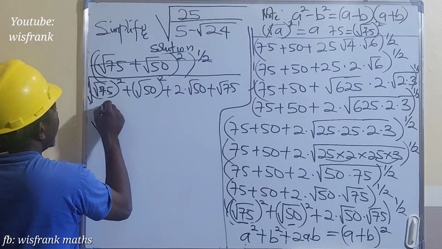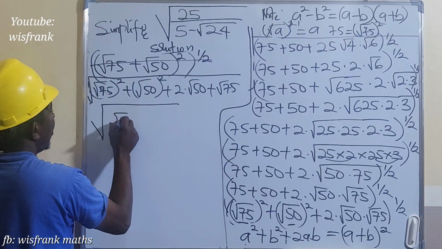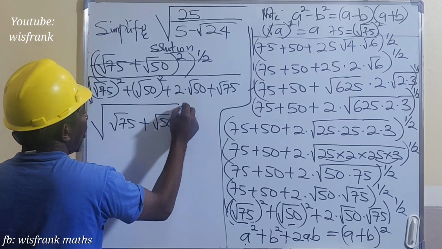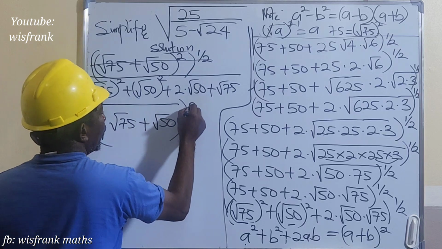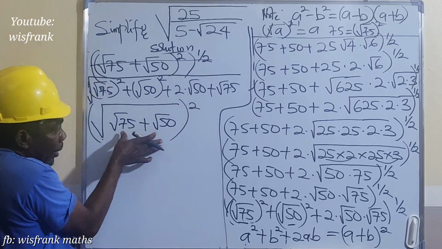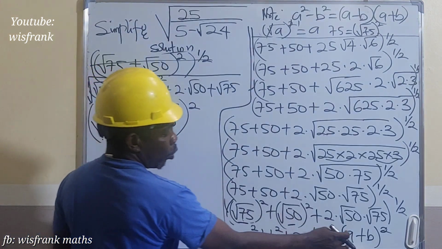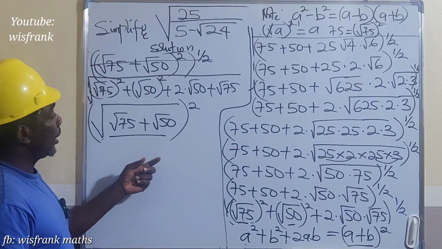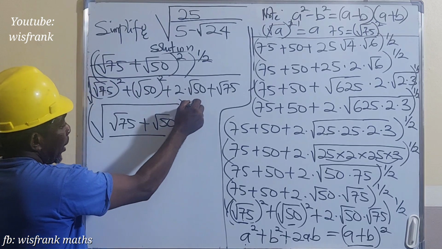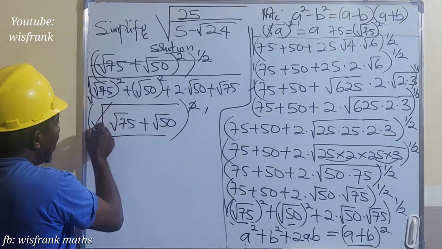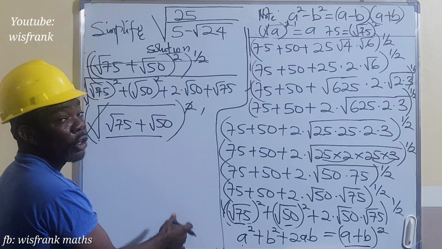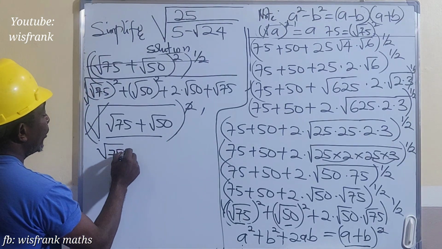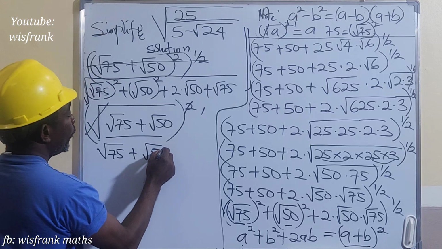will give us square root of, we have here square root of 75 plus square root of 50 all to the power of 2, because the inside of the parenthesis here is what we have here. This place here is what we have here. I hope we understand. So now here 2 will cancel 1 and 2 will cancel this square root 1. So this is what we have now. We are now left with square root of 75 plus square root of 50.